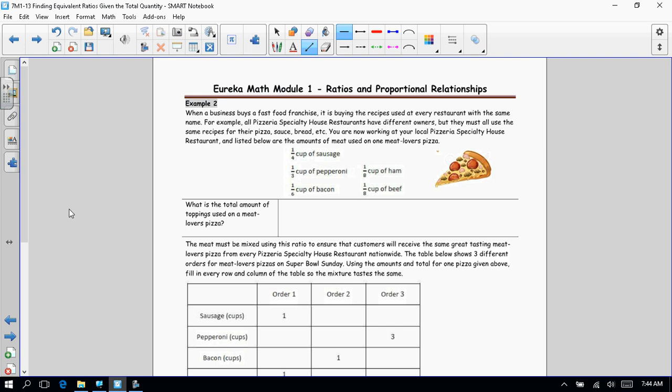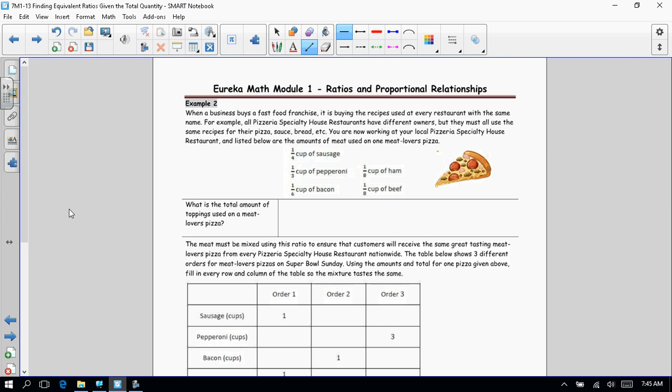So example 2 says, when a business buys a fast food franchise, it is buying the recipes used at every restaurant with the same name. So for example, Pizzeria Specialty House restaurants have different owners, but they all must use the same recipes for the pizza, the sauce, the bread, etc. That's why every Domino's, they all taste the same. That's why every Papa John's all taste the same, right? All those chains, they all taste the same, even though different people own them.